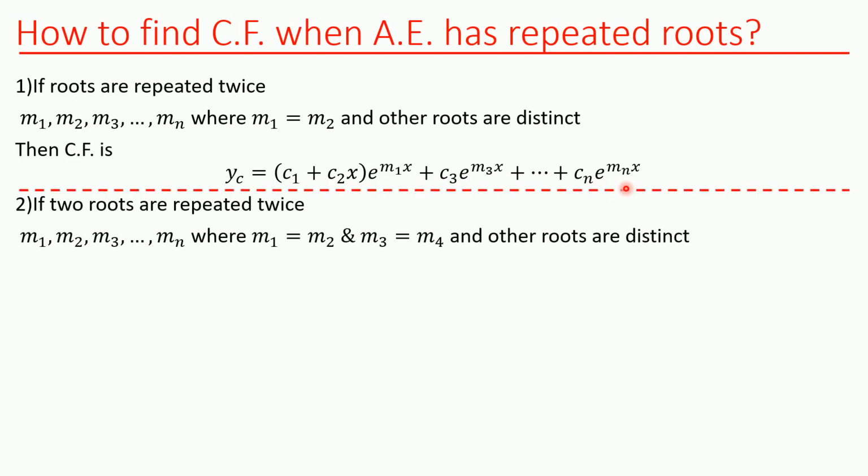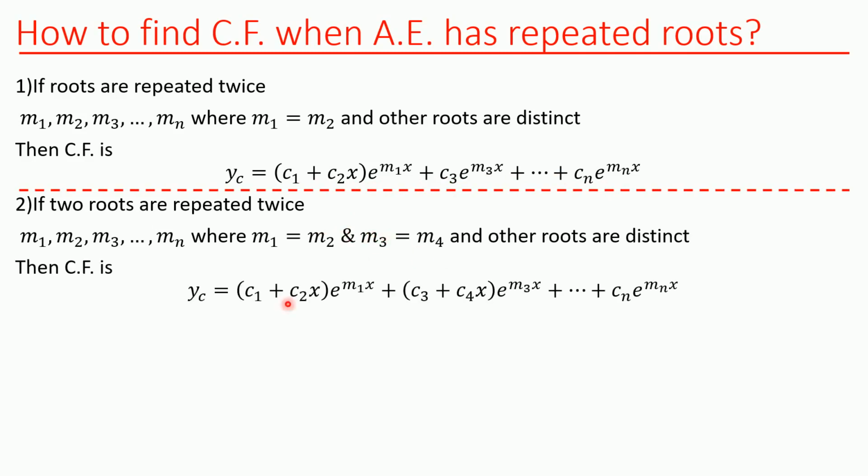If two roots are repeated twice, for example m1 equal to m2 and m3 equal to m4, in that case the complementary function is yc equal to c1 plus c2x, e raised to m1x, because m1 is repeated 2 times, c3 plus c4x into e raised to m3x, because m3 is also repeated 2 times, and for all other roots single terms. So this is when roots are repeated twice.